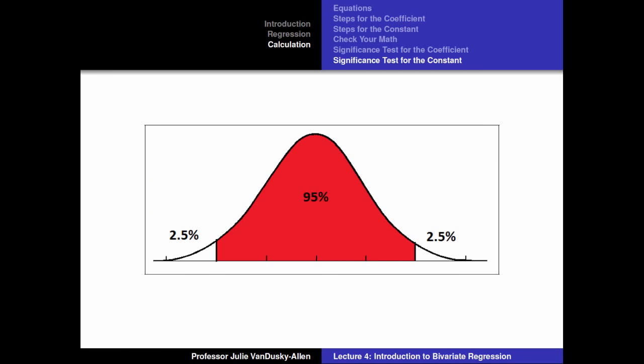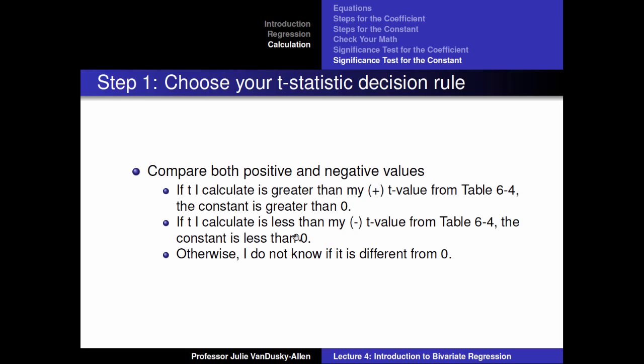Recall that in the t-distribution, most t-scores fall within or very close to 0. We are going to transform our a hat into a t-score and determine if the t-score is much higher than 0 or much lower than 0. In this case, we are going to determine if our t-score is within 2.5% of t-scores above 0 or within 2.5% of t-scores below 0.